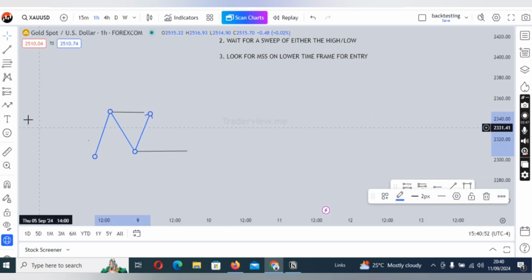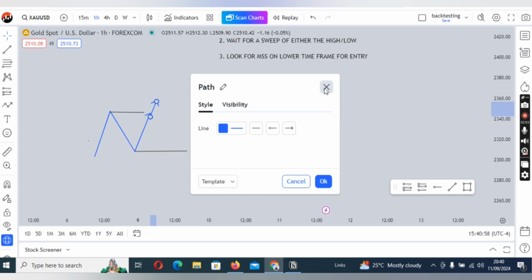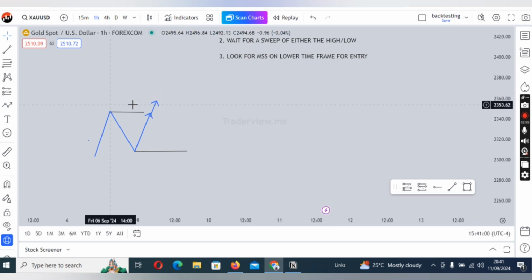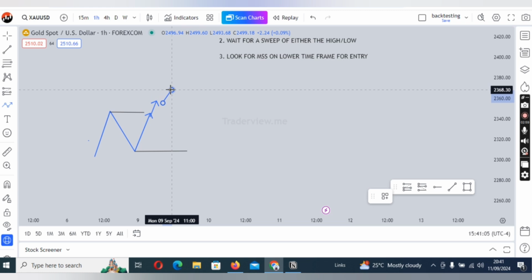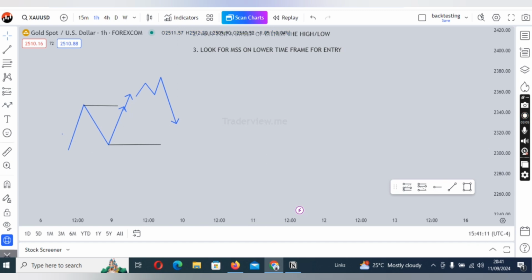Immediately you get a sweep, let's say price sweeps here, what you should do next is go to your 1 minute time frame and look for a market structure shift, a pattern like this. This is what you should be looking for. Let me come again.